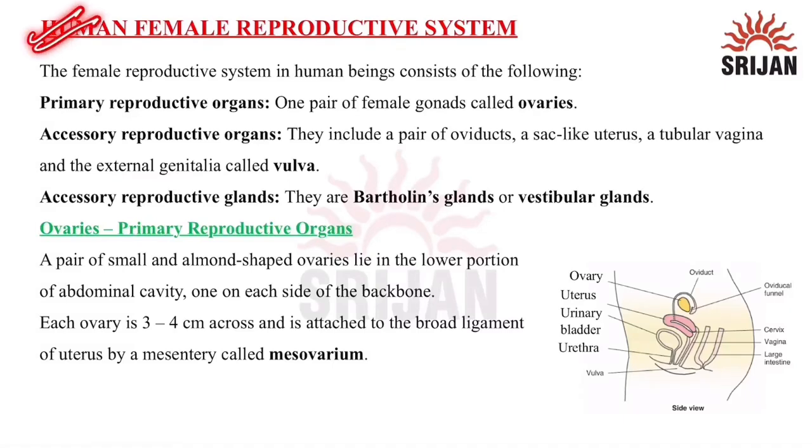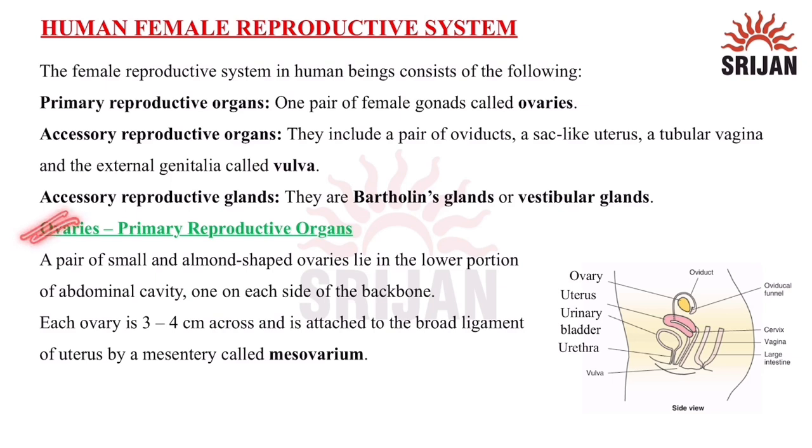In this video, we will learn about the human female reproductive system. Basically, it consists of the primary reproductive organ, which is the ovary, one pair of female gonads. Accessory reproductive organs include a pair of oviducts, a sac-like uterus, and a tubular vagina, as you can see over here. This is our tubular vagina. The external genitalia is called the vulva. Accessory reproductive glands include the Bartholin's gland and the vestibular gland.